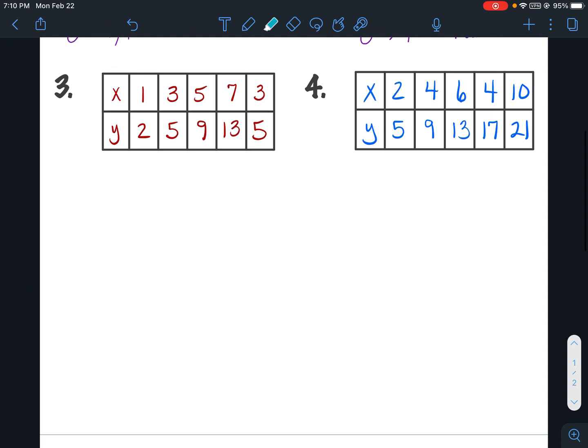Number 3, I've got input of 3, input of 3. That repeats. So the input 3 repeats, but the outputs are the same. Since the output is the same, it is a function. And for number 4, what input repeats? That would be the 4. Input 4 has outputs of 9 and 17. Since input 4 has more than one output, this is not a function.